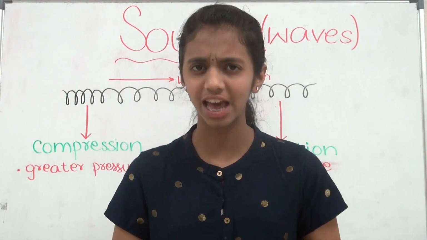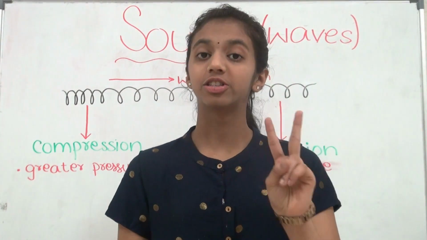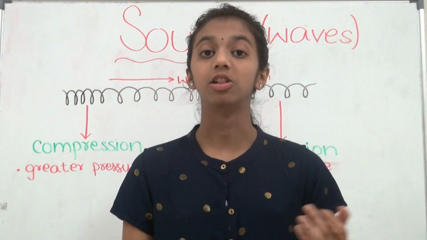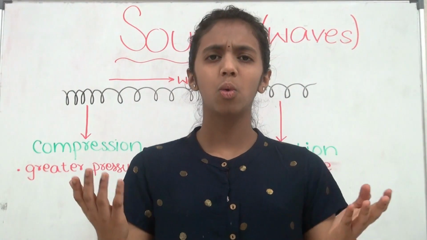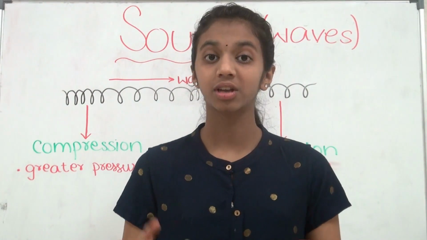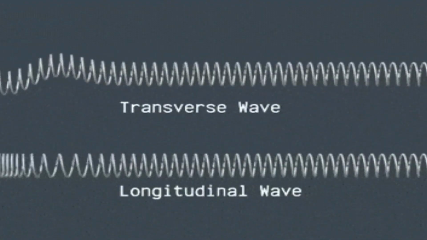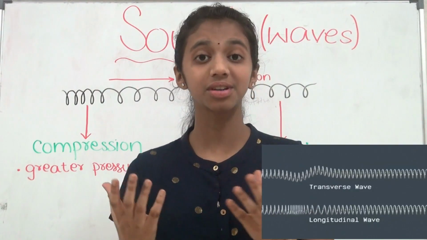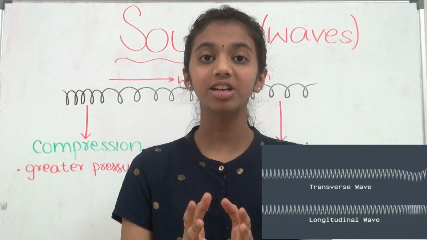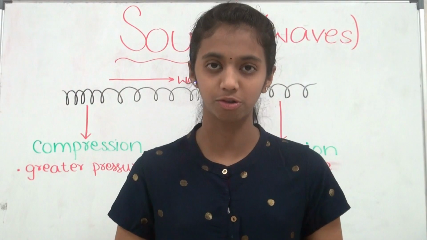of transferring energy from one place to another. There are two types of waves: longitudinal waves and transverse waves. What are longitudinal waves? Longitudinal waves are when the particles travel in the wave motion. And transverse waves are when the particles travel perpendicular to the wave motion.